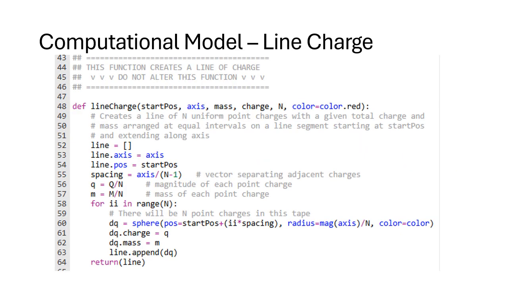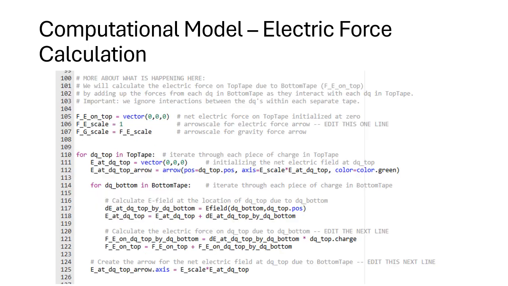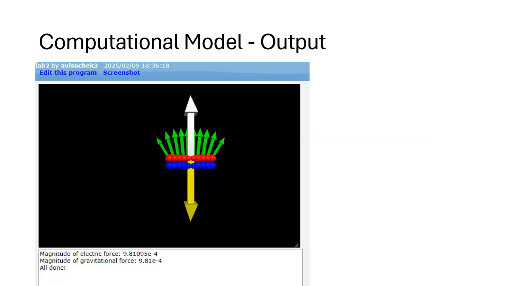There's also a function to model a line charge, which is used to model the top and bottom tape. Finally, the electric force is calculated by iterating over the charges along the bottom tape and the charges along the top tape, and summing up the electric force between each of those two charges.